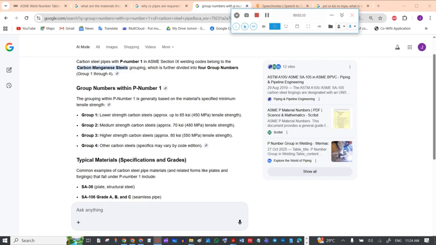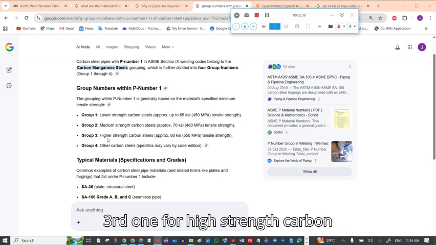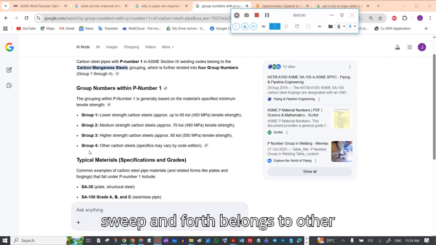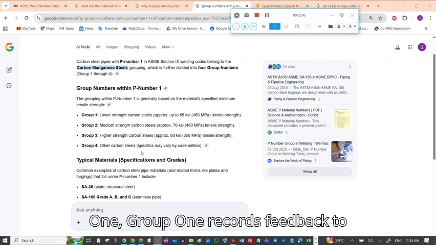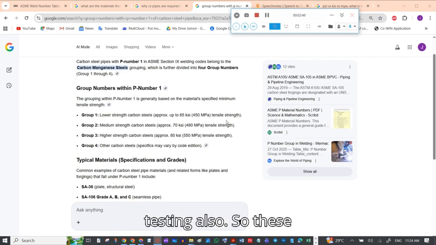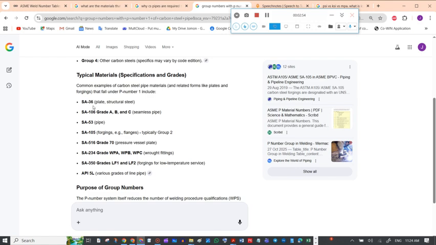Okay. So the second group is for medium strength carbon steels. The third one is for higher strength carbon steels, and the fourth group belongs to other carbon steels. We have group 1. Group 1 requires impact testing also. So these are different carbon steels, grade A36, that is structural steel. Then it is under P1 actually. That means all carbon steels are under P1.